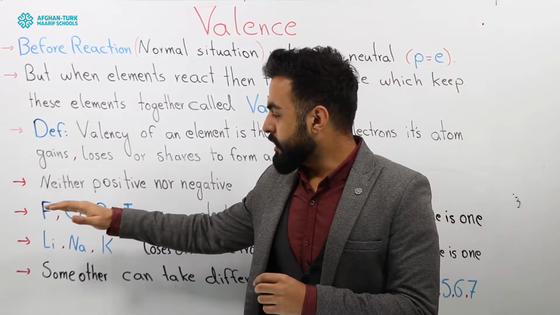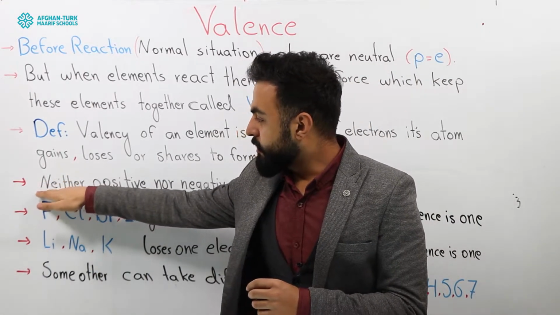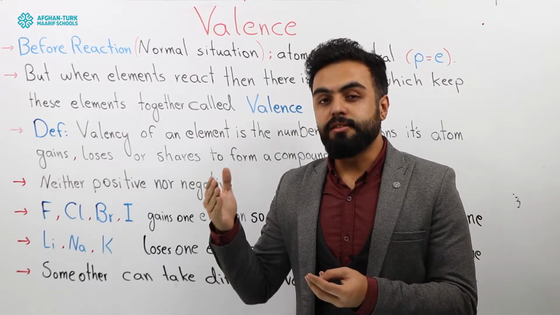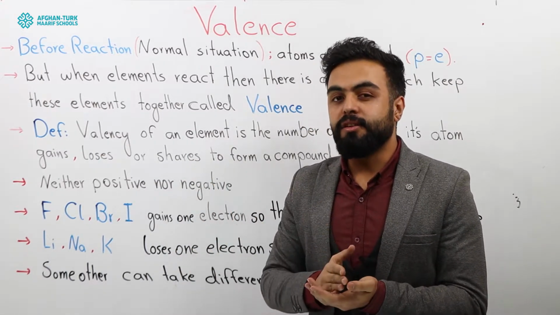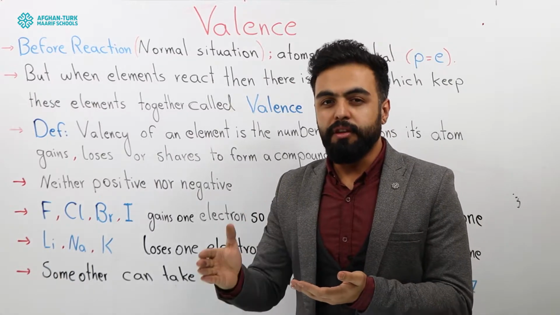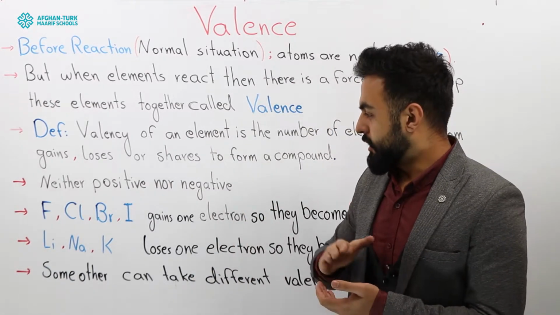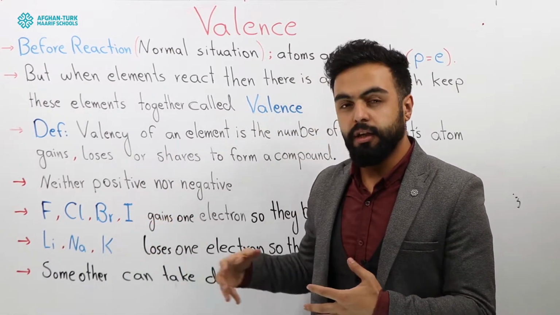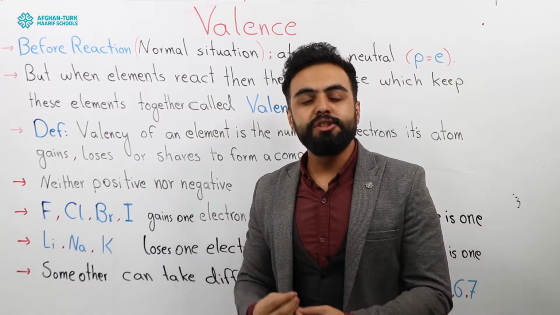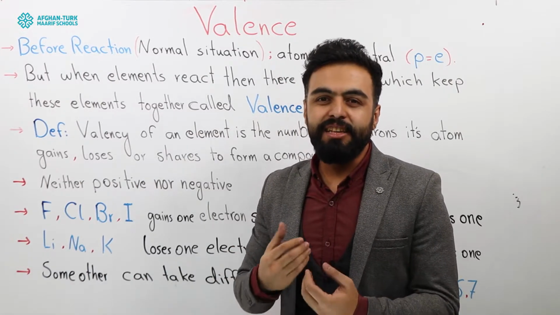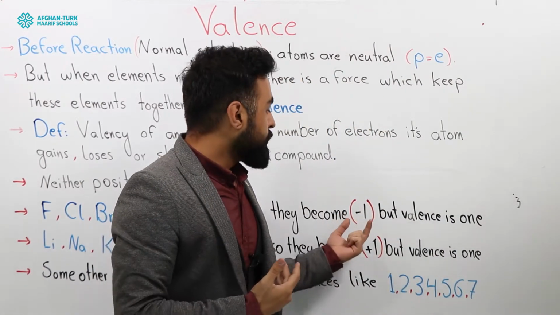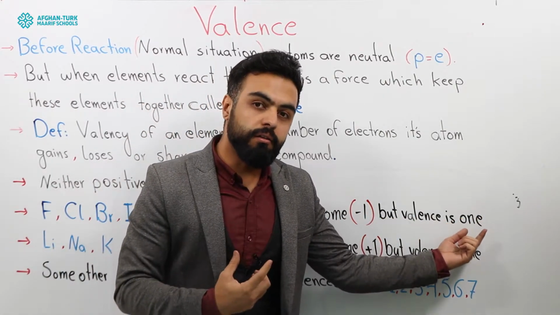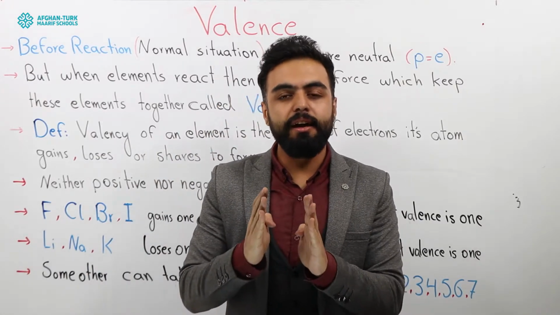And not to forget, valence is not positive and it is not negative. So, neither positive nor negative. For example, here we have fluorine, chlorine, bromine, iodine. When they react, electrically their charge becomes -1, but the valence is 1. It doesn't have any sign.